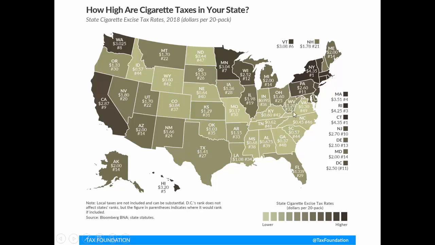So if you compare the cigarette taxes in New York, $4.35 per pack, compared to the cigarette taxes in Virginia, 30 cents per pack, you can see that there would be an enormous incentive for people to smuggle to try and beat that excise tax in New York.